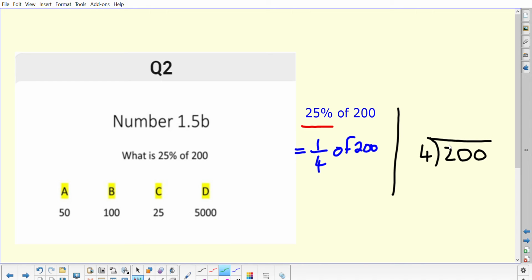If you're doing that, 4 into 2 doesn't go, so you carry your 2 over. 4 into 20, well, 4 times what makes 20 is what you're saying there. So 4 times 5 makes 20, and then 4 into 0, nothing is there. So your answer here should have been 50. So looking through and selecting A as our answer.